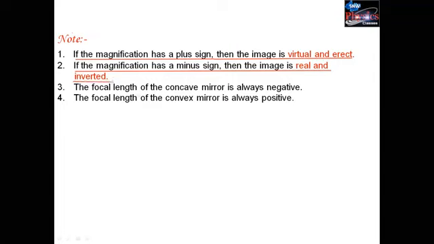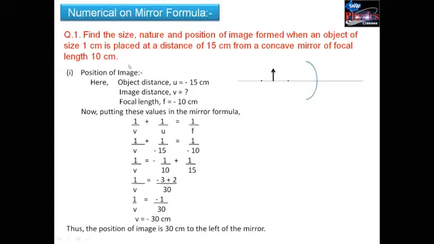ओके, the focal length of the concave mirror is always negative. ठीक है, कॉनकेव मिरर केस में फोकल लेंथ जो होता है that is always negative, and the focal length of a convex mirror is always positive. ये कुछ concepts है या फिर कुछ points है which you have to remember while solving the numerical problem.